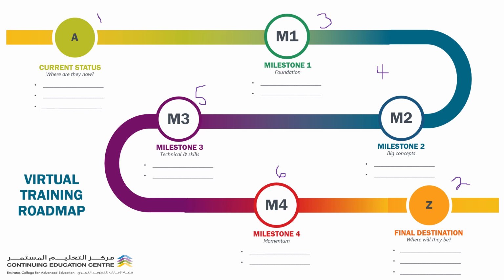So I've listed here some bullets. Go ahead and fill those in. If you feel like you need to add more over here, no problem. If you feel like you need to add more than 2 things in milestone 3, go ahead and add it. But whatever you do, fill out this virtual training roadmap, hold on to it, and then hop over to the next lesson. See you there.